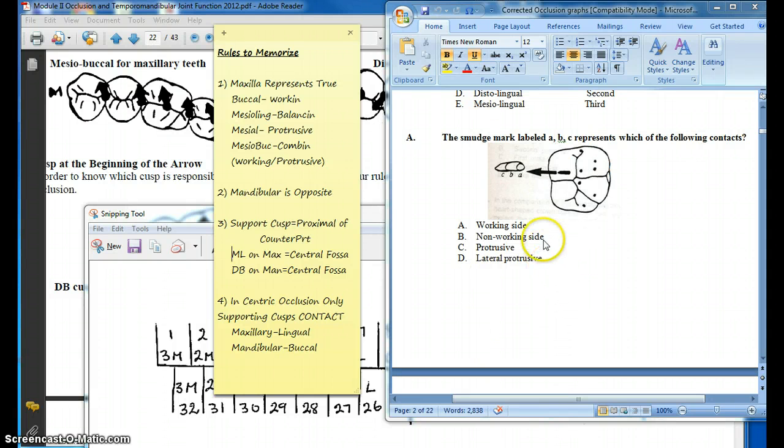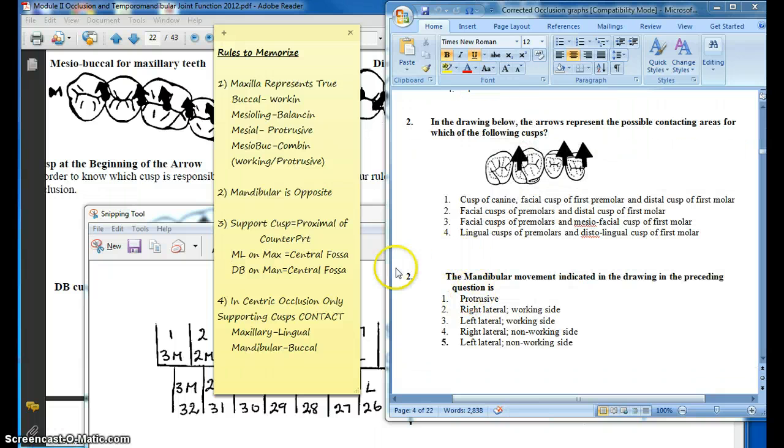So this is a very straightforward question. They give us a mandibular first molar, saying which way is this arrow going and what does it mean to us. Basically, you have to remember that this arrow is going to the left. So if it's going to the lingual, it's the opposite of this, so that would be the working side. That's why A is correct in here. Again, remember your rules and it becomes a lot easier.